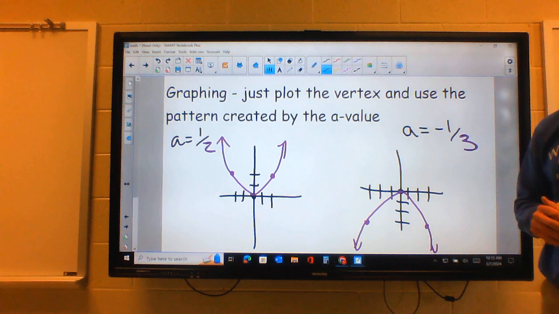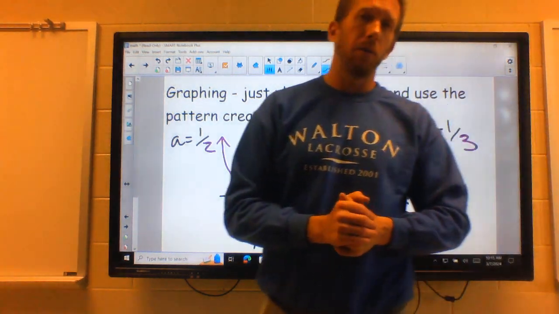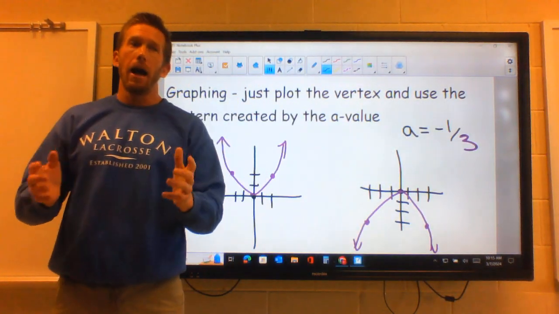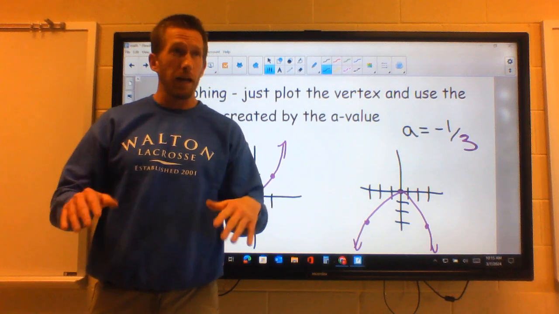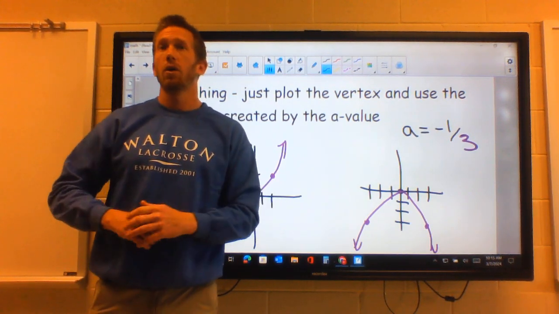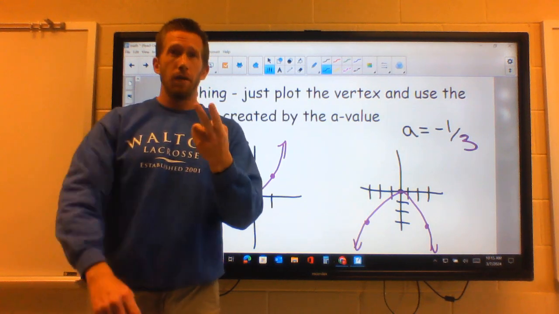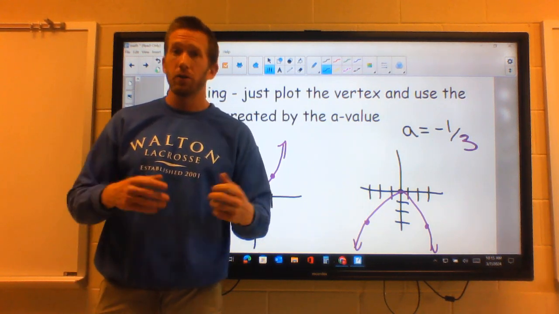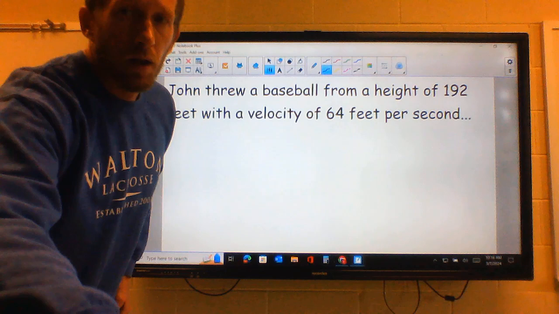All right, that covers all of the patterns we've looked at for how to move from the vertex to find your next whole number points. Again, our goal is always find the vertex, find the a value. If we can do those two skills, we can do everything here.